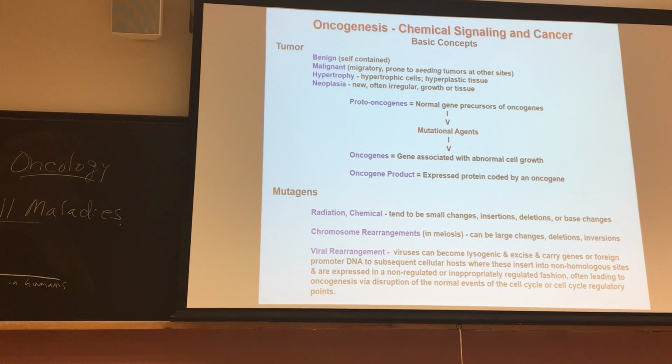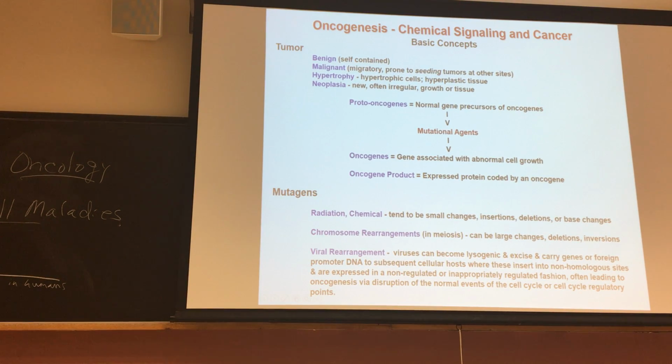All right. A little more nomenclature. Hypertrophy. Hypertrophic cells are enlarged cells. Some cancers generate enlarged cells. So the cells themselves, individual cells, are big.